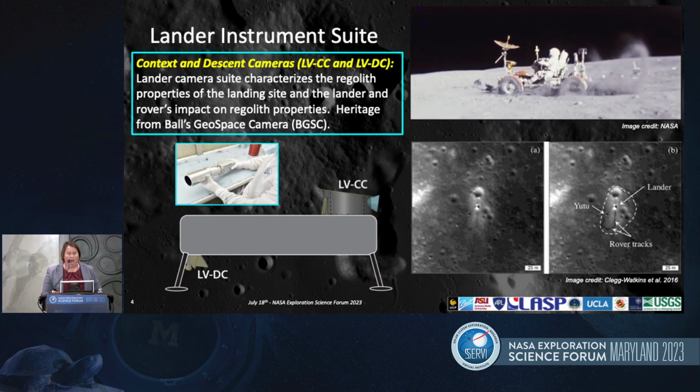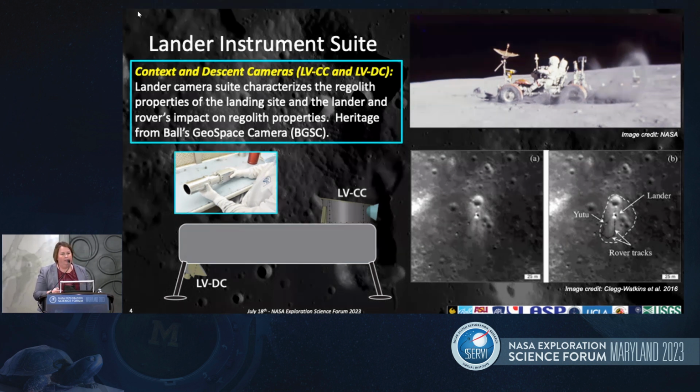Okay, so our instrument suite includes instruments on a lander and a rover. And I apologize in advance, we don't have a lander or a rover yet, so you'll have to see our schematics, or very simplistic schematics here. Our lander suite includes two cameras, a context camera that's on top of the lander, and then we also have a descent camera that will be located at the bottom of the lander looking at the surface.